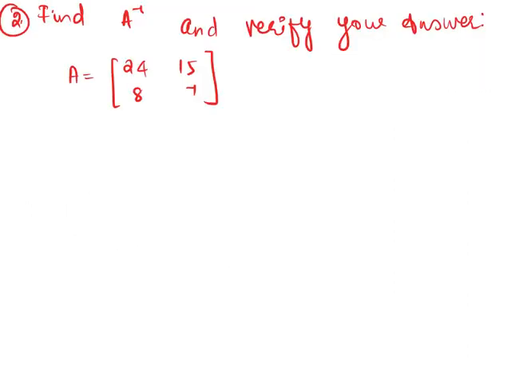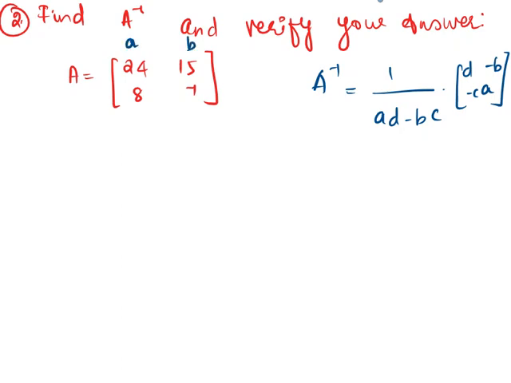Now in this question we have to find A inverse and verify your answer. So first let us know what the formula for finding A inverse is. A inverse is equal to 1 divided by AD minus BC, into D, minus B, minus C, A. So this is taken as A, B, C and D.